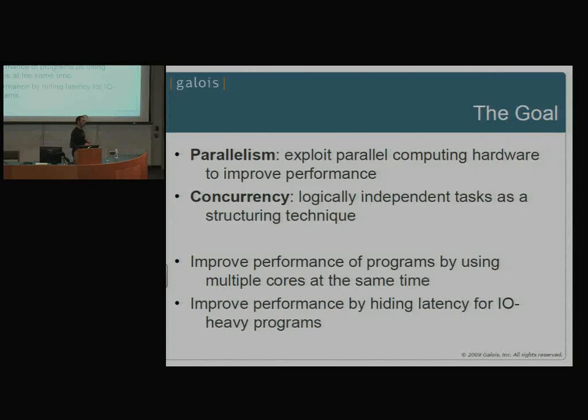And so suddenly the high level language approach pays off because it can use the hardware more efficiently. So the goal here is two different things. Parallelism, to exploit the parallel hardware, you know, multiple chips, to run stuff in parallel, real parallel, to improve performance. So parallelism is really about improving performance, not changing the results or anything like that.